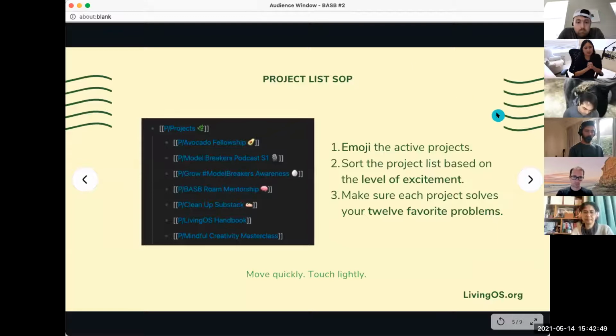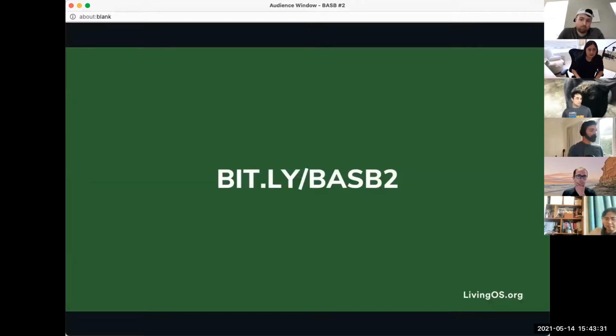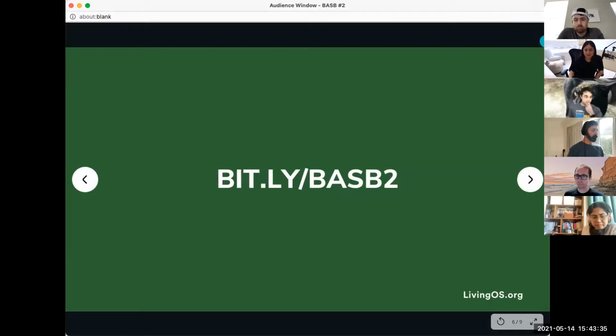Okay, so this is what you just saw, right? I like to put everything in one screen so you can see everything at a glance. And I have a very simple SOP, which is most important project has an emoji. So I actually enjoy playing with it. The other one is that I sort the projects based on level of excitement. I think Ref may have asked, is it based on importance? I think it's just whenever I feel excited, it's number one. And then number three, I want to make sure each project is solving at least one of my favorite problems. And I factored that into the worksheet today, so you can actually see how this works in your life. So without further ado, let's pull that out.